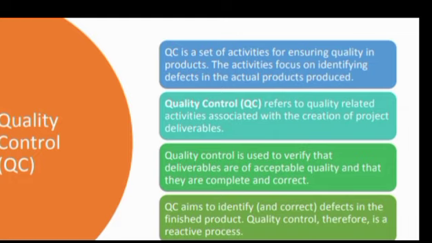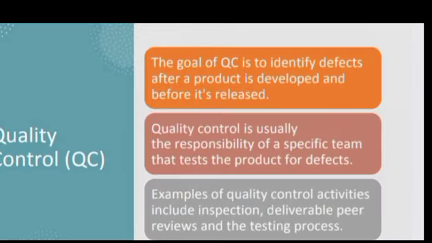Quality control is used to verify that deliverables are of acceptable quality and that they are complete and correct. QC aims to identify and correct defects in the finished product. Quality control, therefore, is a reactive process. The goal of QC is to identify defects after a product is developed and before it's released.